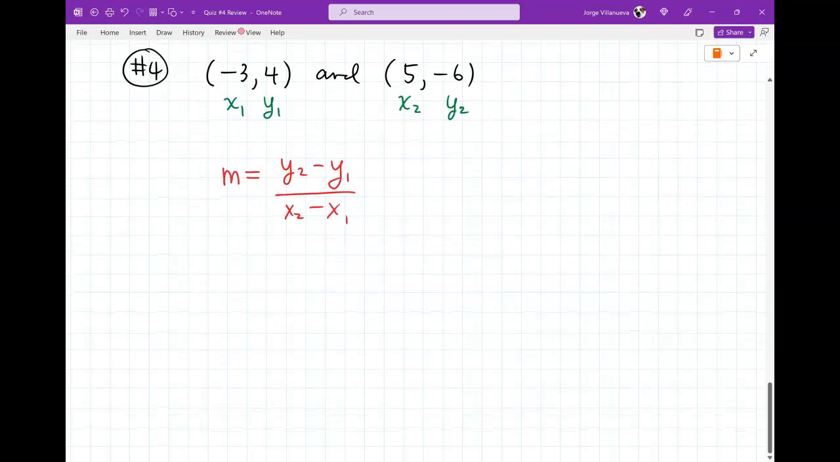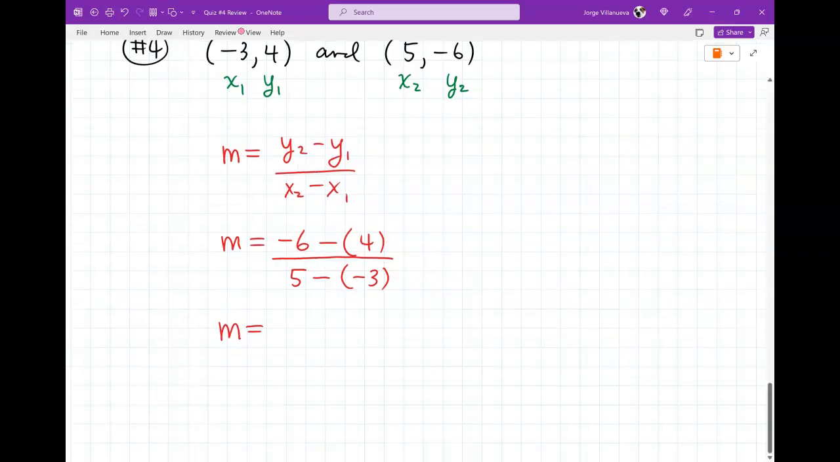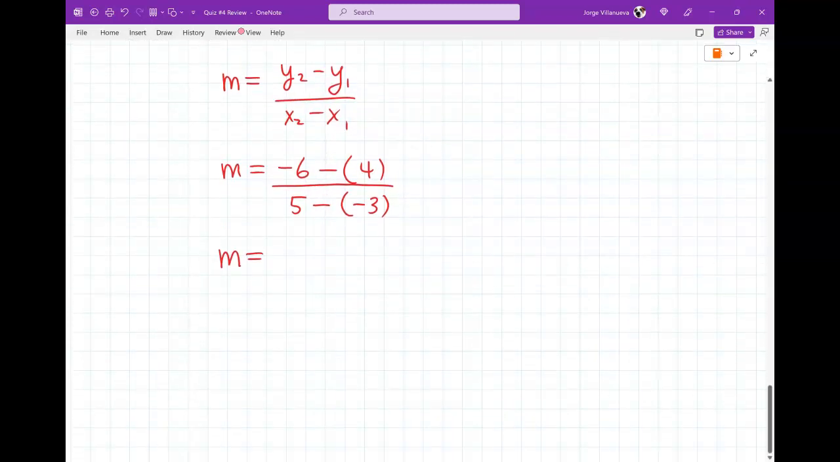All right, y2 is -6. So -6 minus y1 is 4. I'm still going to put parentheses around my second number. I like to do that just to be safe. Okay? x2 is 5 minus x1, that's -3. So at this point, it's just you using your calculator or just doing it in your head. -6, I'm just going to simplify it, minus 4, and 5 plus 3, which is going to be 8. So this is -10 over 8.